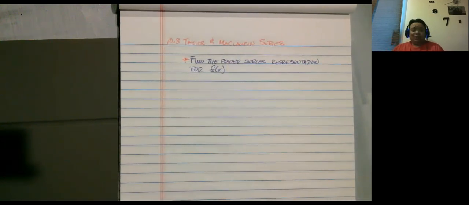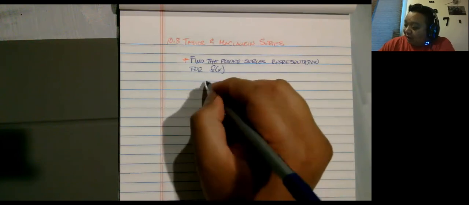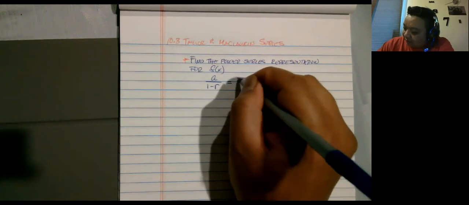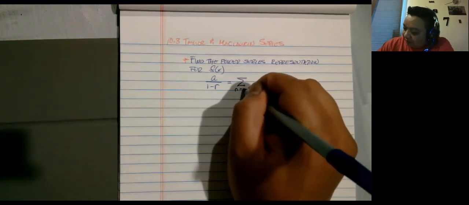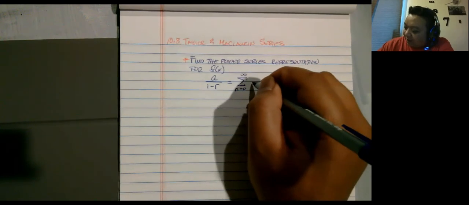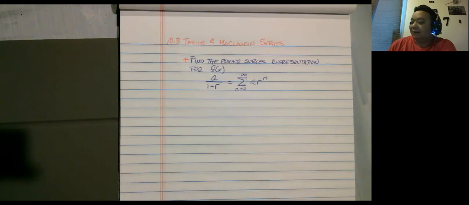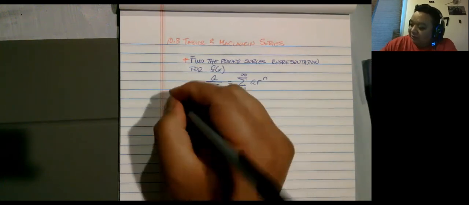In this case, we were using the rational function to determine its power series representation. In that case, we were using essentially the geometric series, right? So where a over 1 minus r is equal to the sum from n equals 0 to infinity of a r to the n power, right? So we were using that. And sort of just a quick review, right? So example.